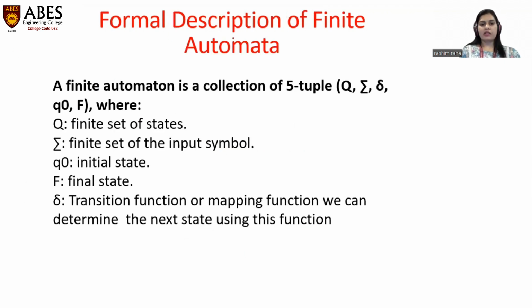This is the formal description of finite automata. A finite automata is a collection of 5 tuples: Q, sigma, delta, q naught, and F, where Q is the finite set of states, sigma is the finite set of input symbols, q naught is the initial state, F is the final state, and delta is our transition function or mapping function. We can determine the next state using this function.